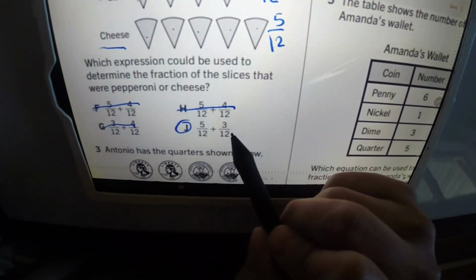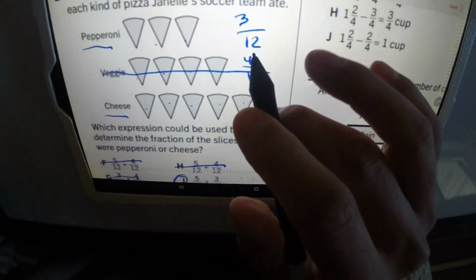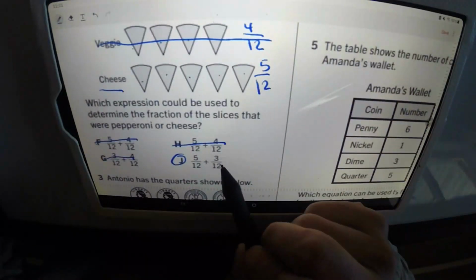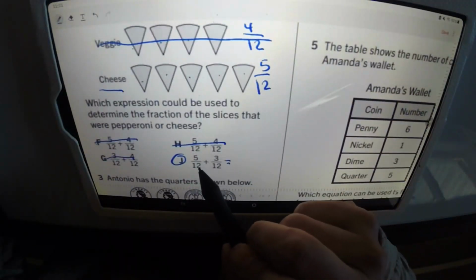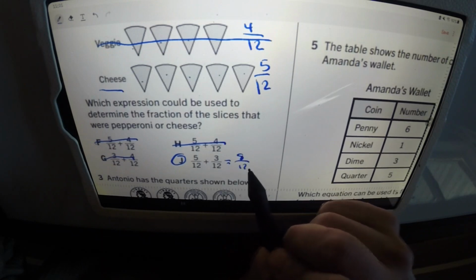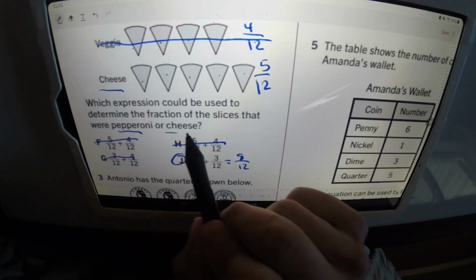5 over 12 plus 3 over 12. 5 over 12 is the cheese. 3 over 12 is the pepperoni. That's exactly what J is telling us right here. Now we could do the math on this because the denominator is the same. We can just add straight through. So 5 plus 3 is 8, and the common denominator of 12. So 8 out of the 12 are either pepperoni or cheese.